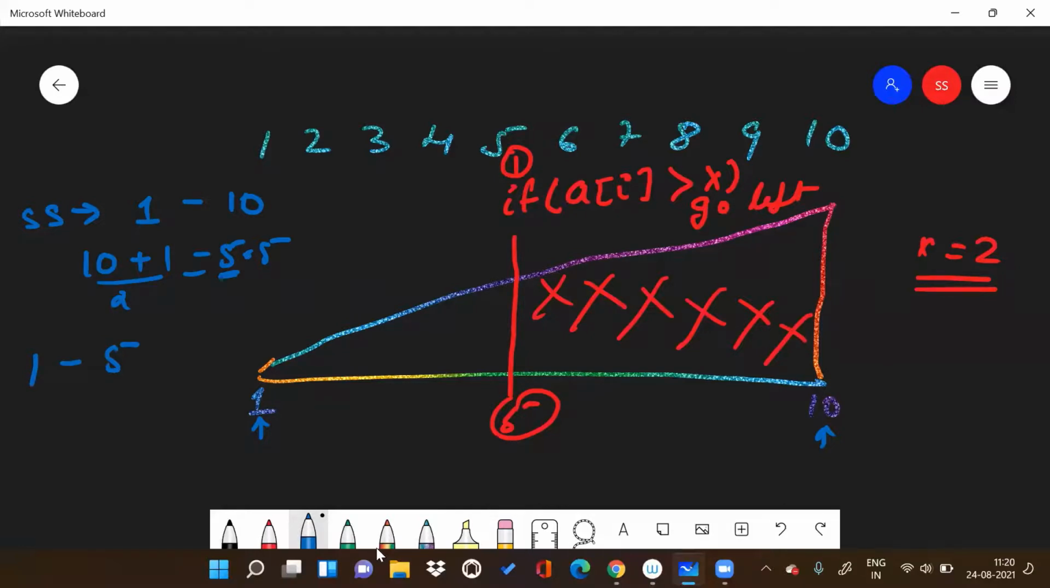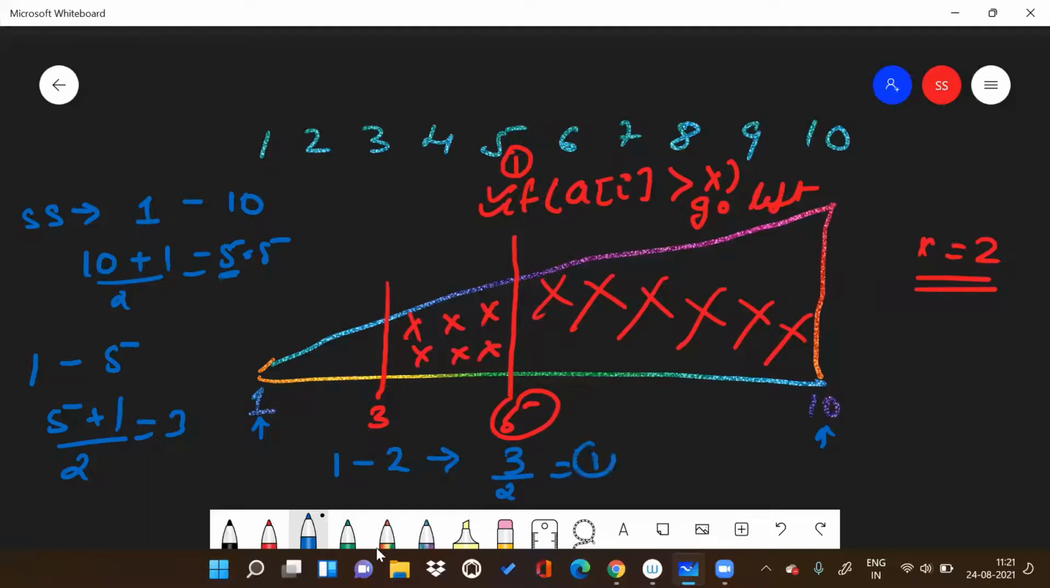Our next search space got reduced to 1 to 5. What would be the middle value at this position? That would be 5 plus 1 divided by 2, that is 3. And 3 lies over here. Again, this is the same if condition. We will again not go towards the right, rather we'll go towards the left part. Our search space reduced from 1 to 2. From 1 to 2, how many elements are there? What will be the middle element? We do 3 by 2, and that comes out to be 1.